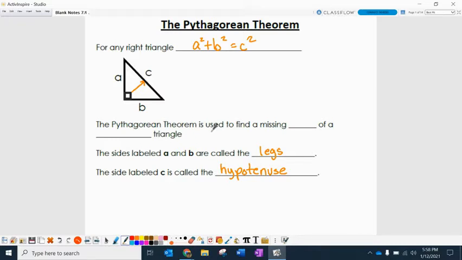The Pythagorean theorem is used when we need to find a missing side of a right triangle. See that right triangle mark there in the corner? It has to be a right triangle for the Pythagorean theorem to be true. And when it's a right triangle, it's super powerful. If we know any two sides, we can always find the third side with the Pythagorean theorem.